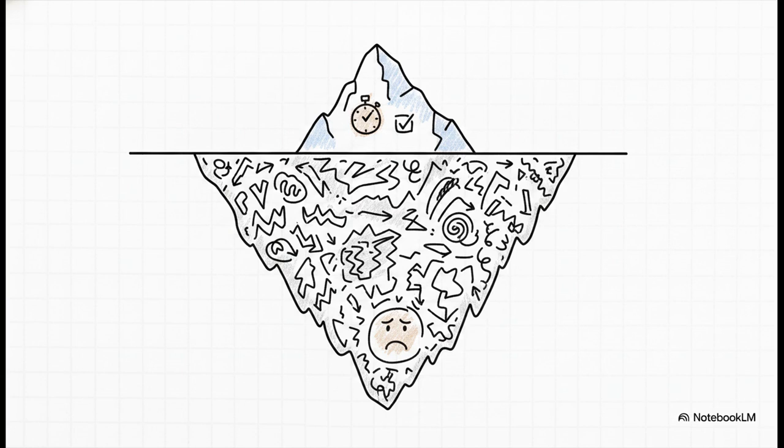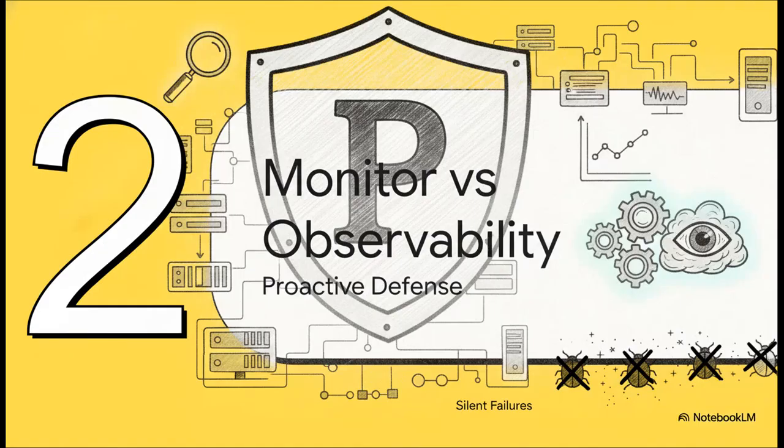Tracking standard metrics like latency and error codes is just the tip of the iceberg now. Doing that completely misses the massive unseen depths of things like semantic drift, embedding shifts, and hallucinations. Think about it. A lightning-fast error-free system is completely useless if it's confidently hallucinating answers. Which brings us to part 2, monitoring versus observability, and shifting to a proactive defense.